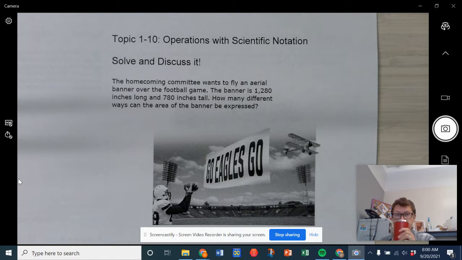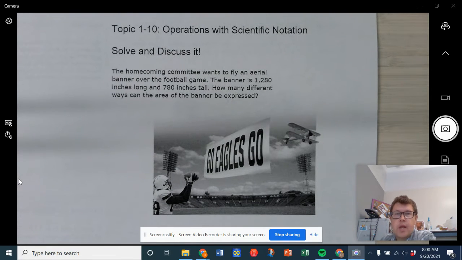So yeah, that's the idea here today. The homecoming committee wants to fly an aerial banner over the football game. The banner is about 1,280 inches long and 780 inches tall. How many different ways can the banner be expressed? I'm just going to show you one, maybe two. We'll see.